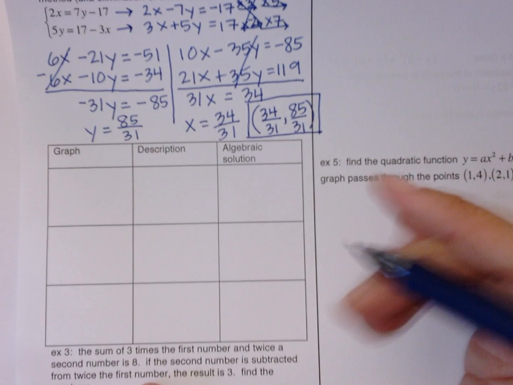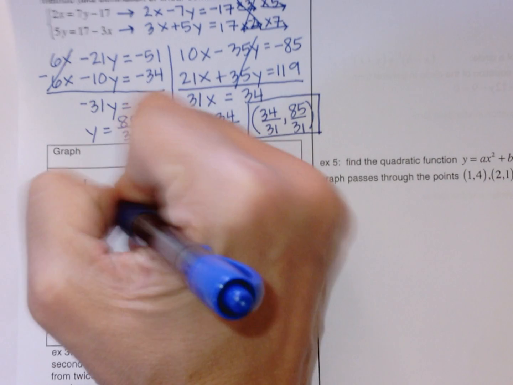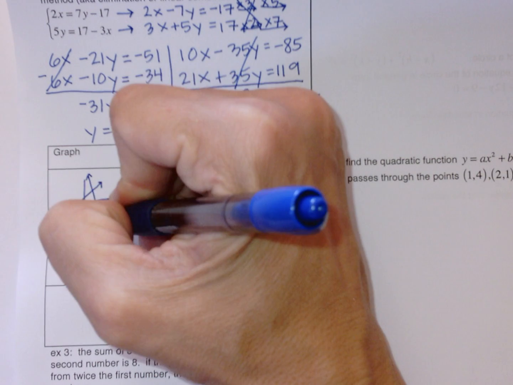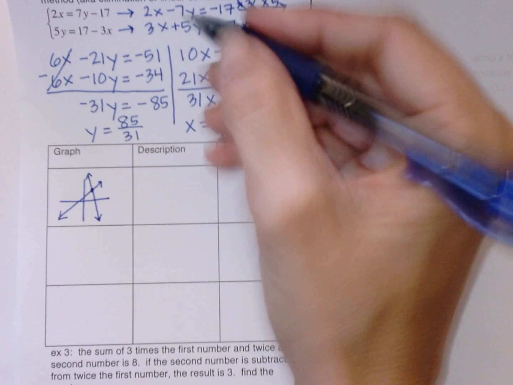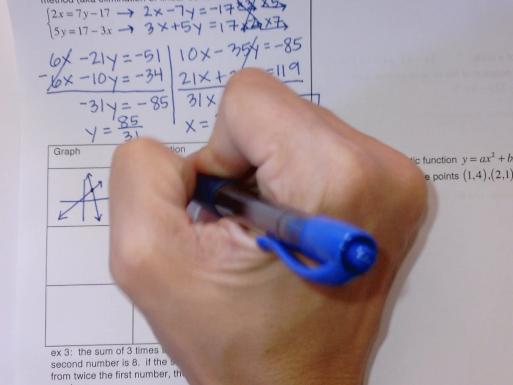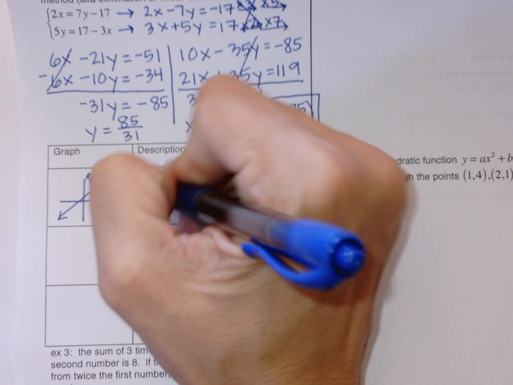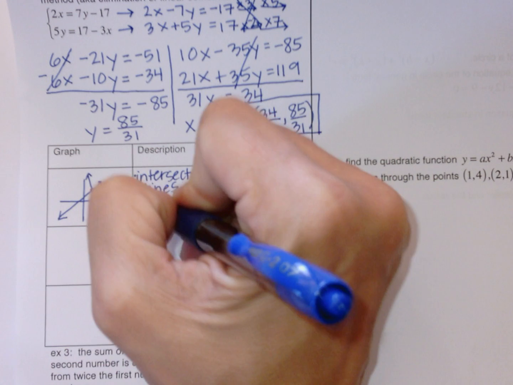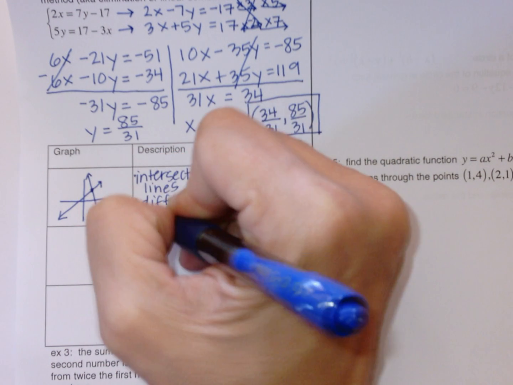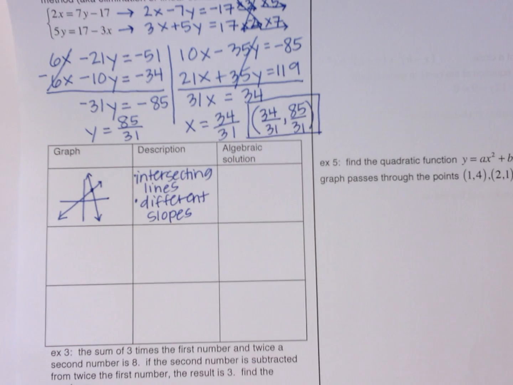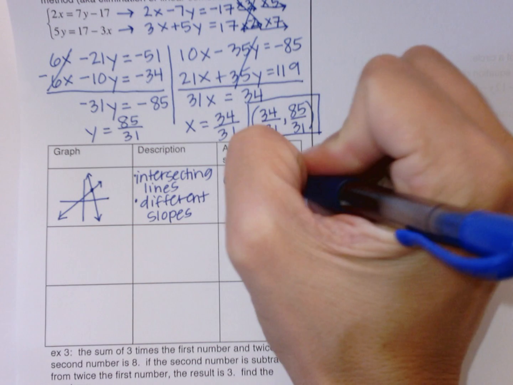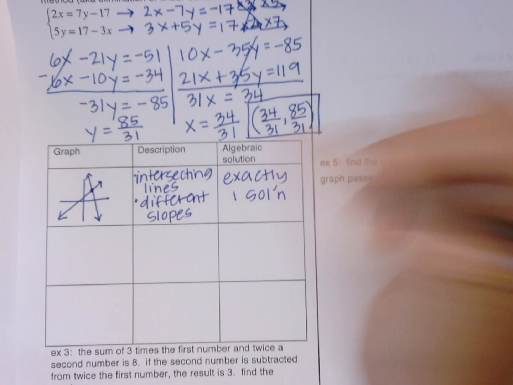So let's talk about the different types of solutions that we can have. So first thing is we could have two intersecting lines. So here's one line and here's another line. These, like I said, are intersecting lines. These lines will have different slopes. If they have different slopes, eventually they're going to intersect. And the algebraic solution, it would have exactly one solution, meaning it's only going to intersect in one point.